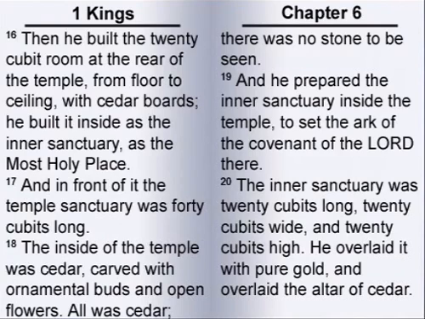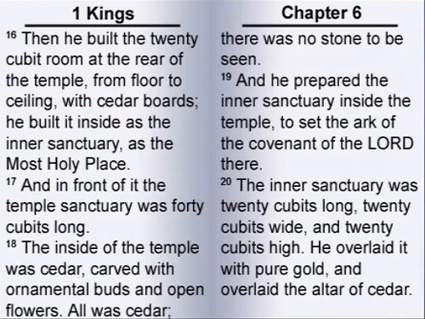And in front of it the temple sanctuary was 40 cubits long. The inside of the temple was cedar, carved with ornamental buds and open flowers. All was cedar. There was no stone to be seen. And he prepared the inner sanctuary inside the temple to set the ark of the covenant of the Lord there. The inner sanctuary was 20 cubits long, 20 cubits wide, and 20 cubits high.